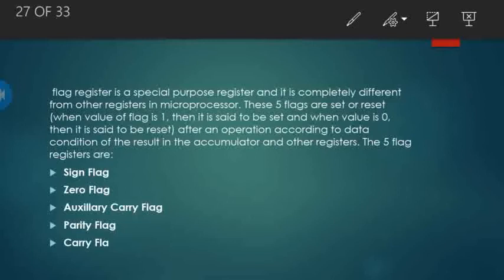So these are the total 5 flag registers of 8085, which are used to indicate the status after the operation, or which are used to set the values of the flags after the operation. As I have told you, the values of the different flags will be set according to the different types of operations. So that was all about the flag register.